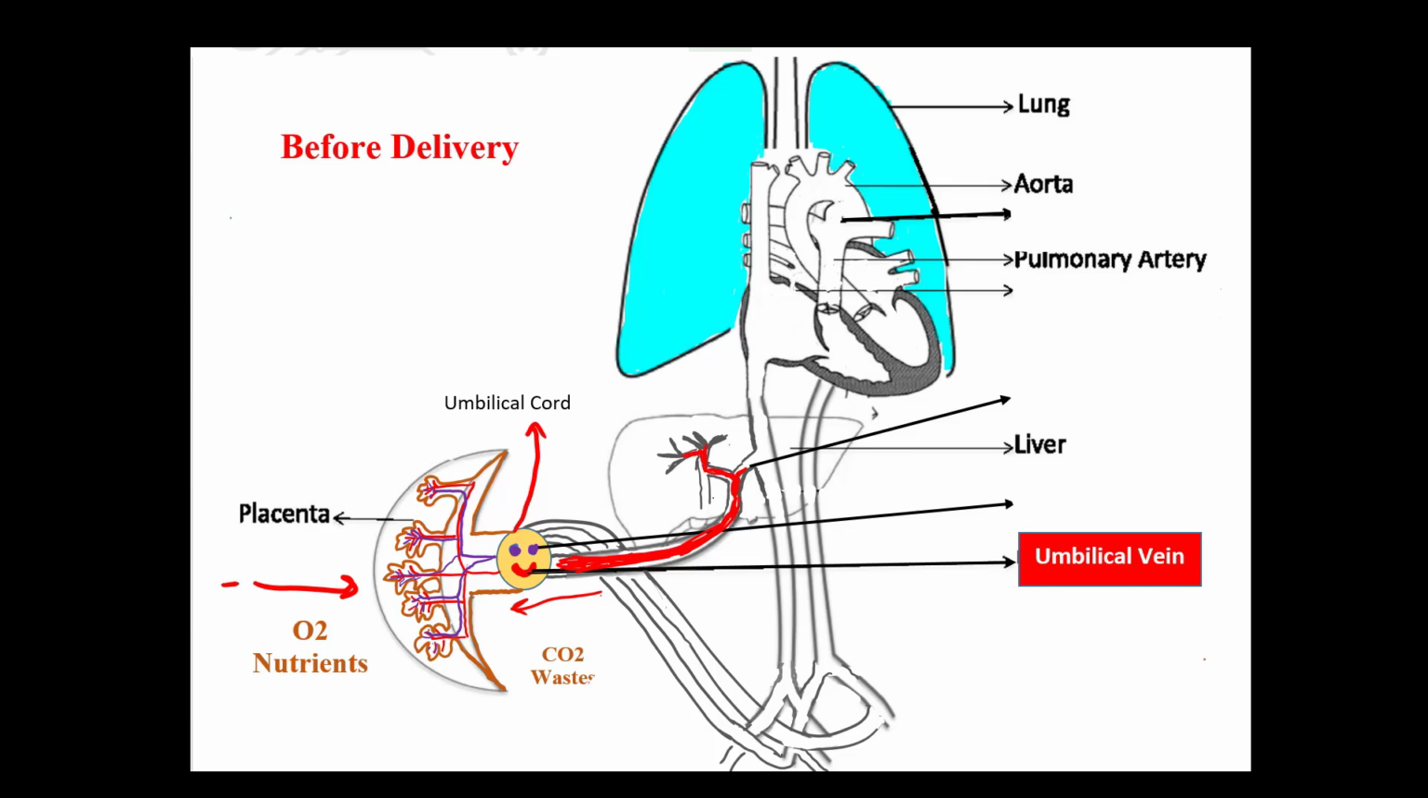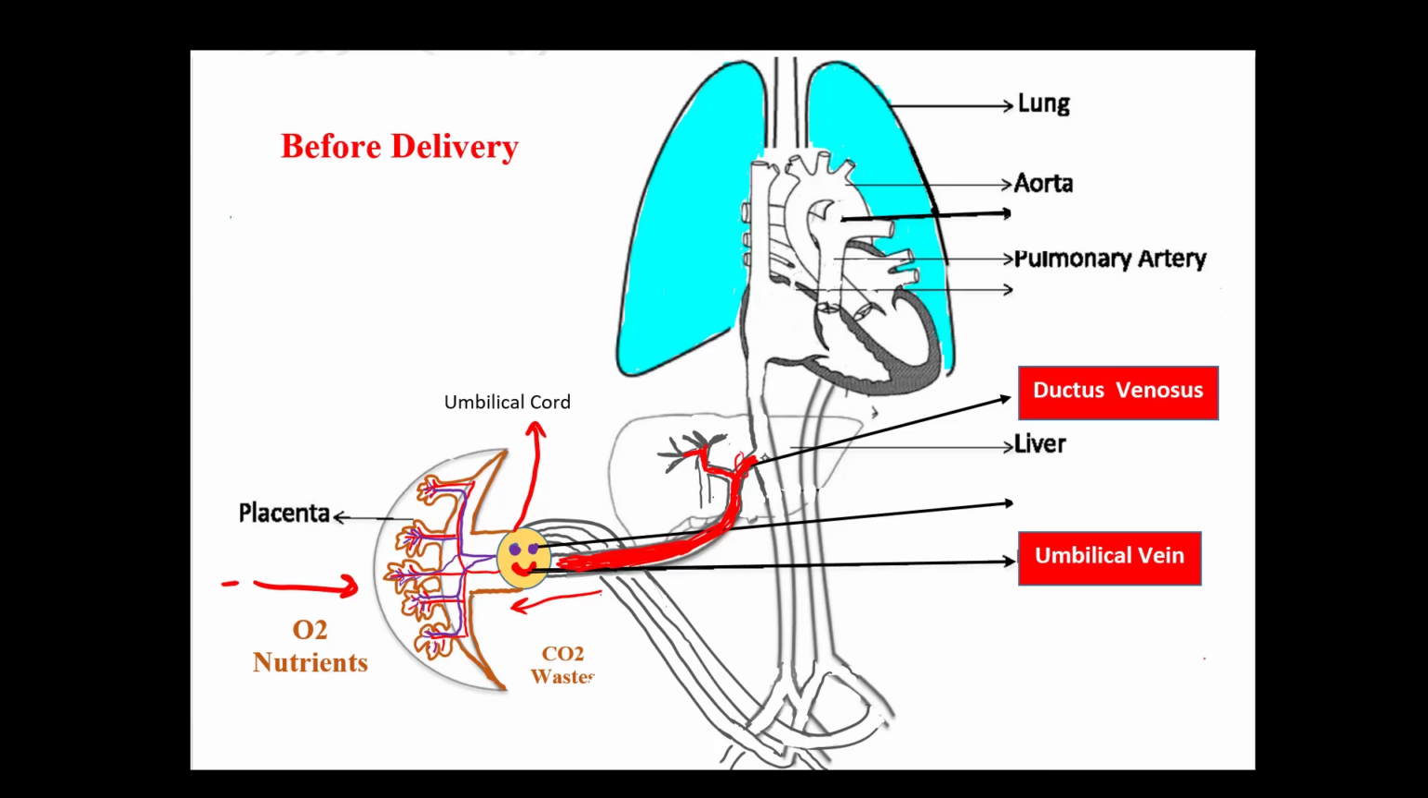The oxygenated blood in the umbilical vein can bypass the liver and join the inferior vena cava through a shunt. This shunt is known as the ductus venosus, and this is the second adaptation I was talking about. At this point, the oxygenated blood coming from the umbilical vein meets deoxygenated blood in the inferior vena cava, and I make it here dark blue.